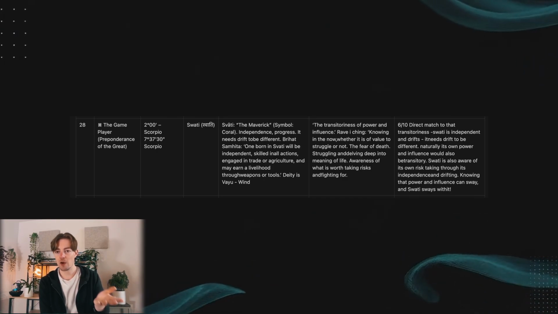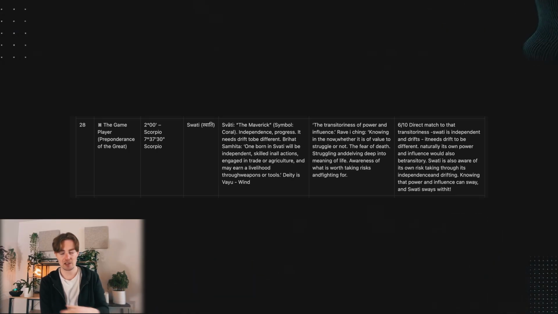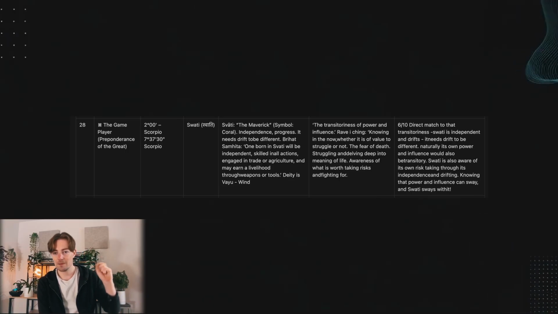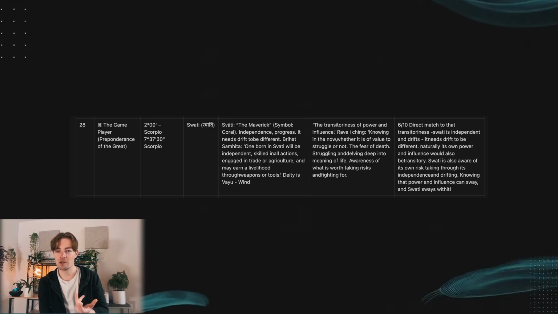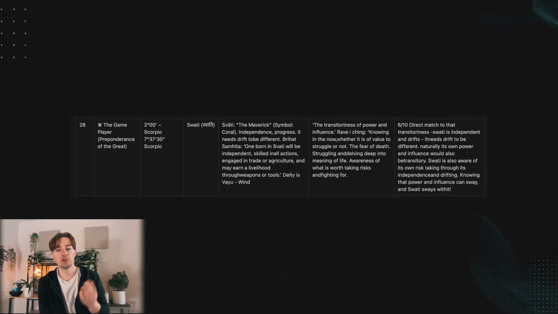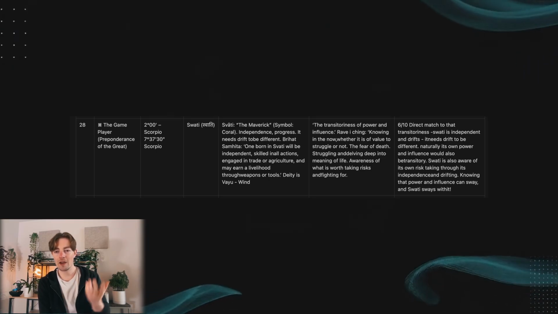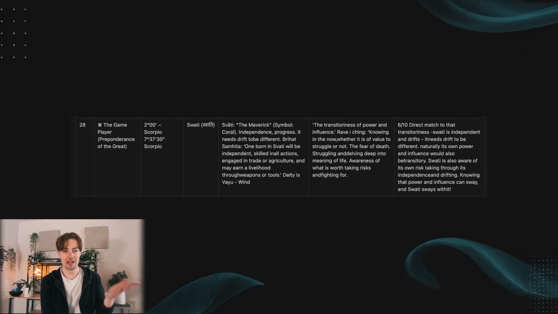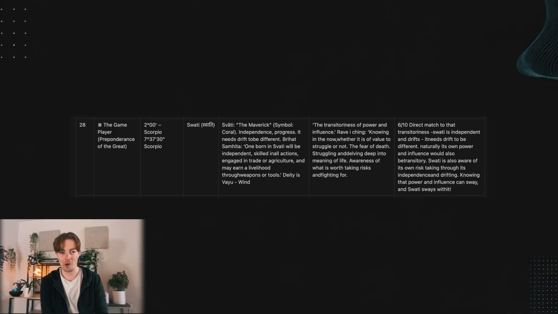So I do think there's a direct match to that sense of transitoriness. Swati is independent and has this drifting characteristic. It needs drift to be different. Naturally, its own power and influence would also be transitory. Swati is also aware of its own risk-taking, though it is independent and drifting. Knowing that power and influence can sway, and the Swati Nakshatra has a sense of swaying with the power.